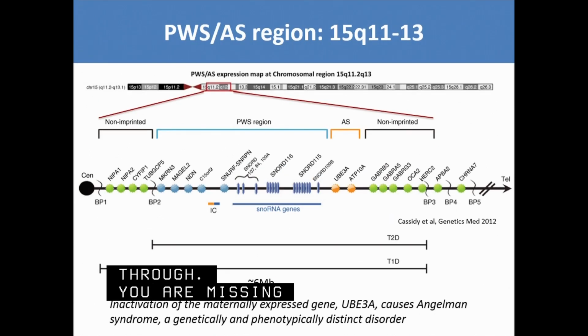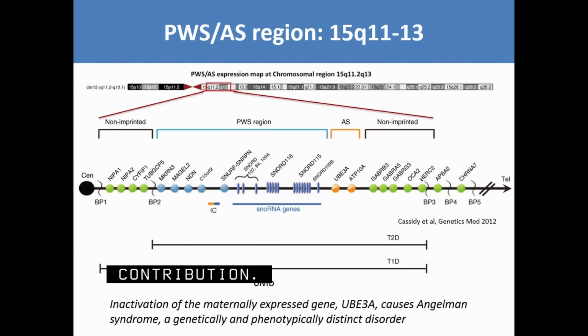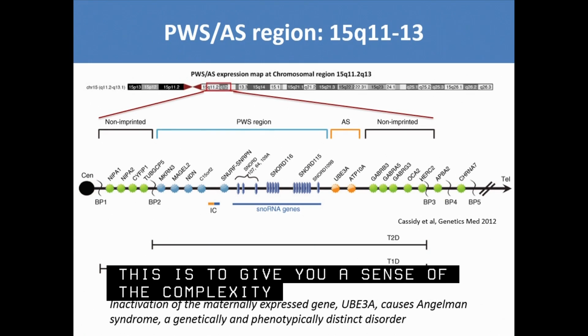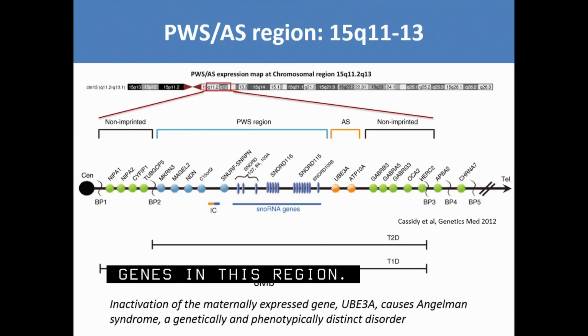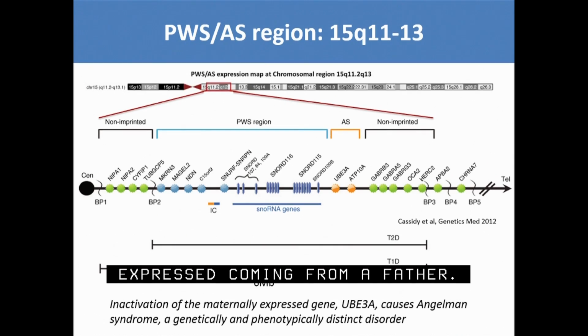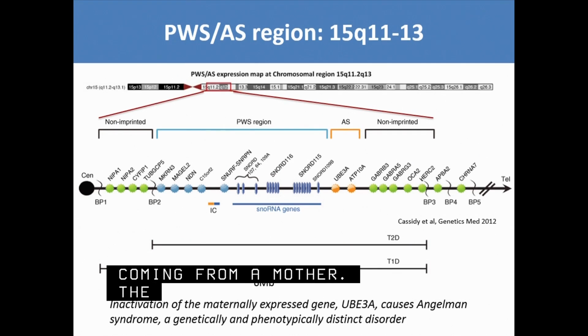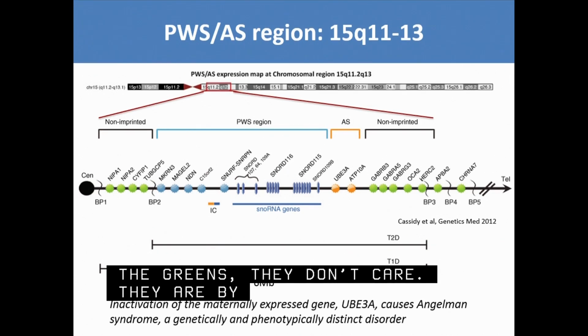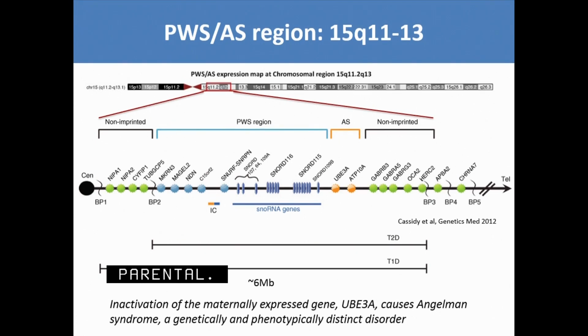And this is just to give you a sense of the complexity. There are over 20 genes in this region. The ones in blue are only expressed coming from a father. The ones in orange are only expressed coming from a mother. And the greens, they don't care; they're biparental. One of the genes for albinism, cutaneous albinism type 2, is right here. And there are various size deletions, et cetera.